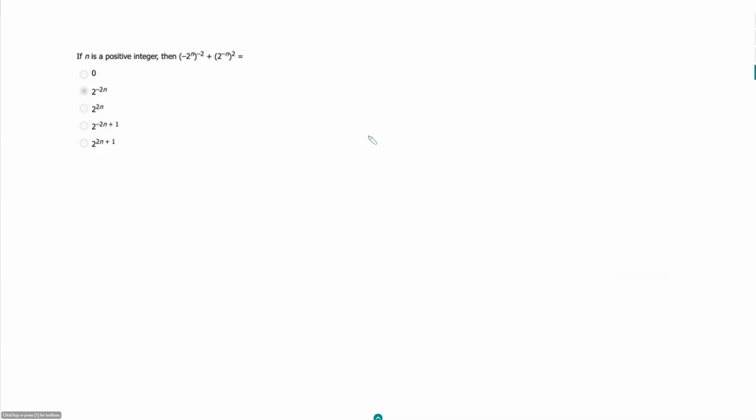If n is a positive integer, then the quantity (-2)^n all raised to the -2 plus the quantity 2^(-n) all squared is equal to... So this is a bit of a tricky problem, and I've seen this problem before. A lot of people get it wrong, and I can't really blame them, because I think it looks a lot simpler than it is. It looks pretty short, straightforward, direct.